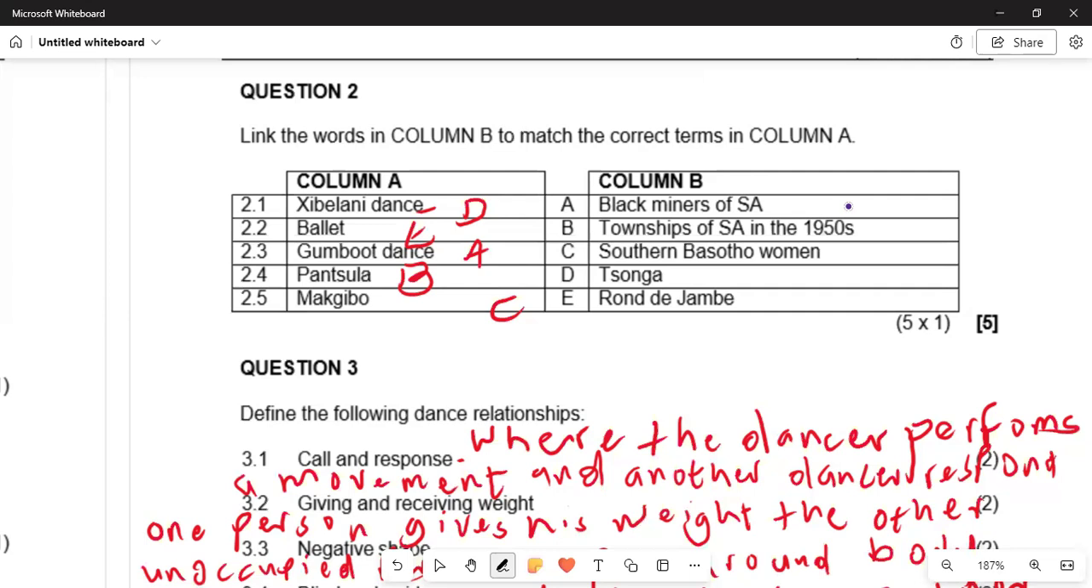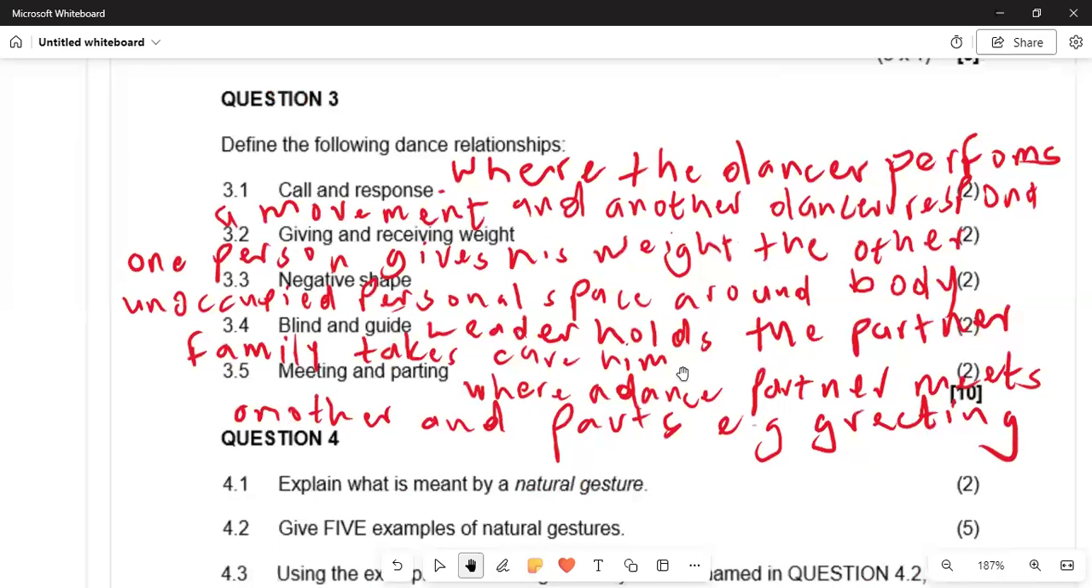In 2.1, we have a Tsonga dance that is practiced in their tradition, one of the key dances that they do to represent their culture. In 2.3, we have the gumboot dance of the black miners of South Africa, and we have the Pantsula, option B, from the 50s. Option C is the Southern Basotho women when they are doing that particular dance. Then in 3.1 and 3.2, we add on the balance.